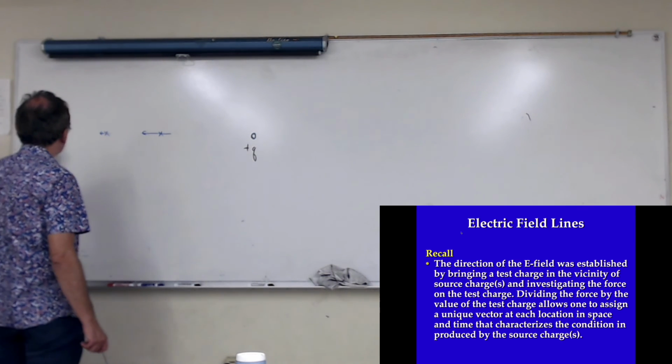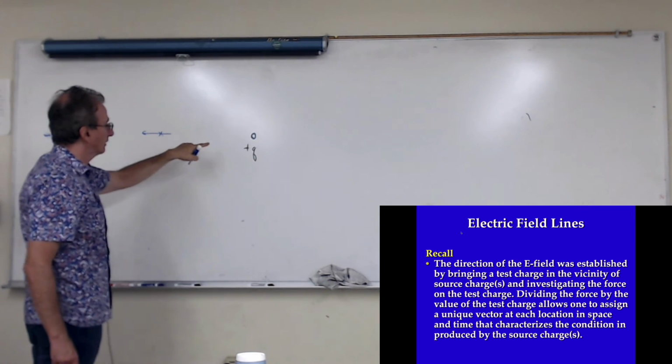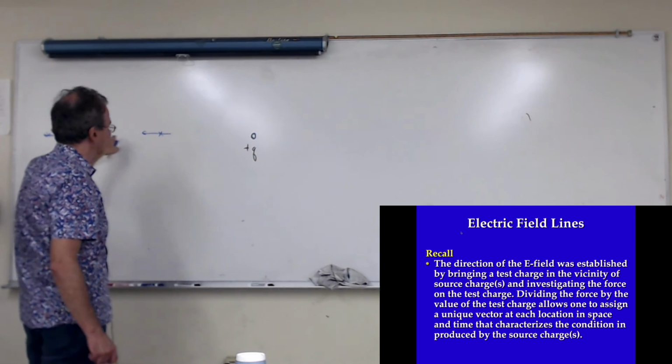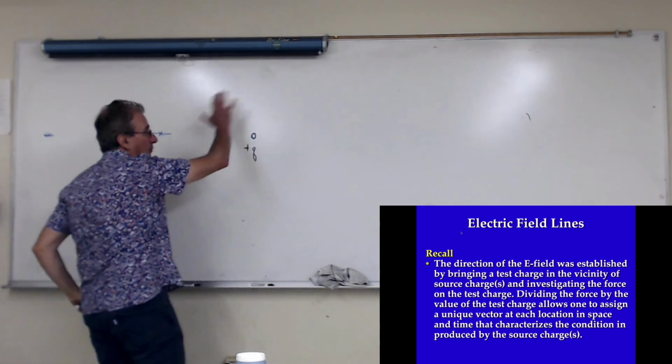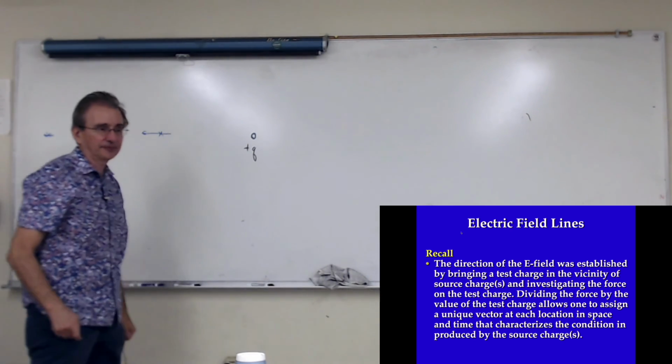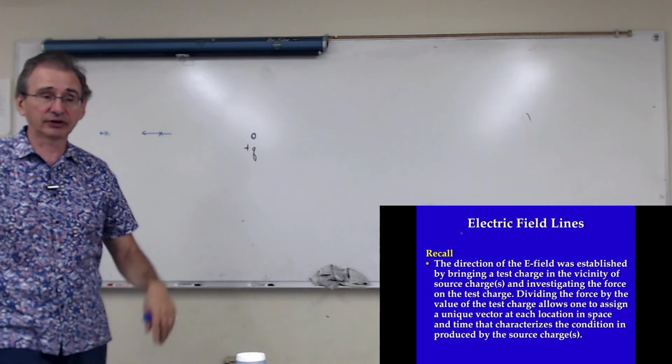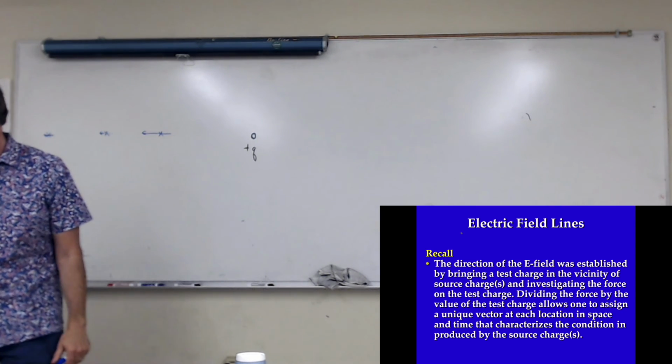These vectors uniquely define what the field would be at this location. So I can define a unique vector everywhere in space. I can do this over the entire board. Okay? That is by definition what a vector field is. And you would learn that in Calc 3.